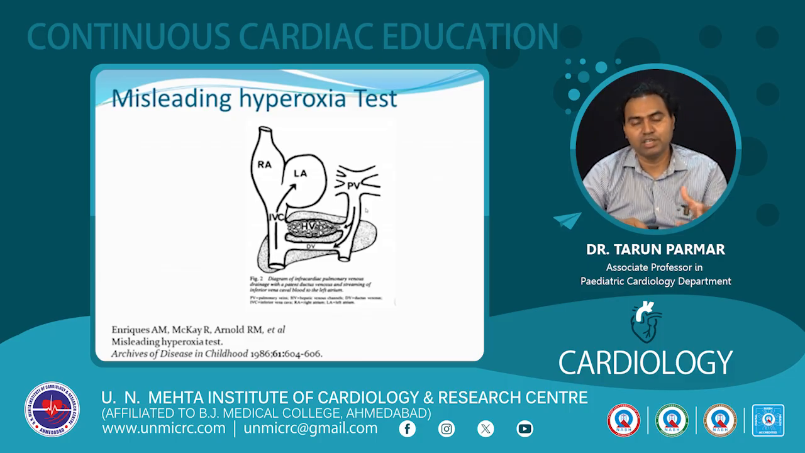But after a few days, the patient was not improving, and again they repeated the hyperoxia test, and at that time PO2 was lower, and then they did the echocardiography, and found out this was infracardiac TAPVC, because the ductus venosus was now closed. So a few instances like these will mislead the hyperoxia test. Otherwise, the hyperoxia test is very accurate.